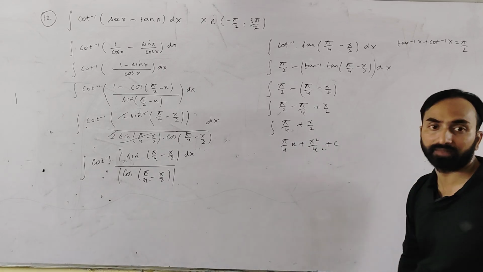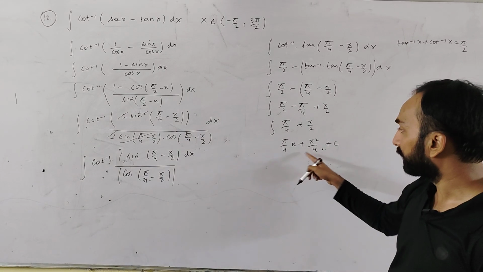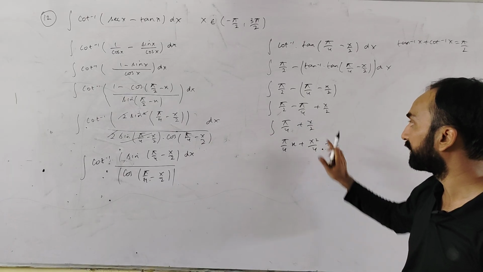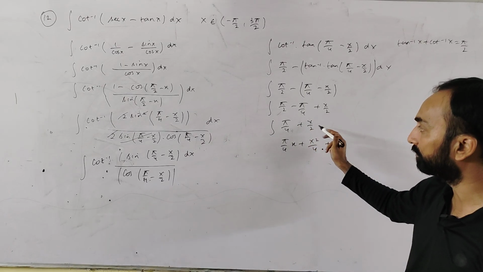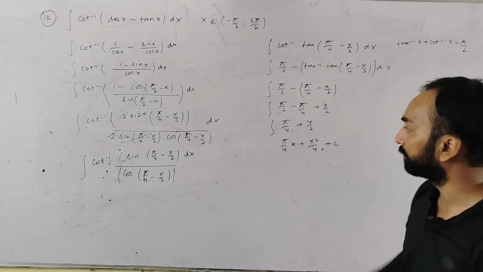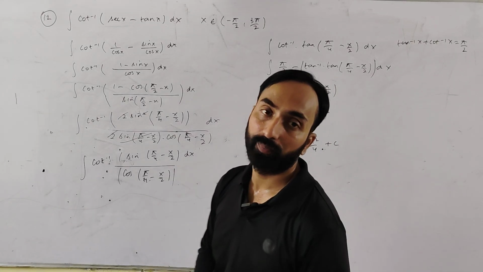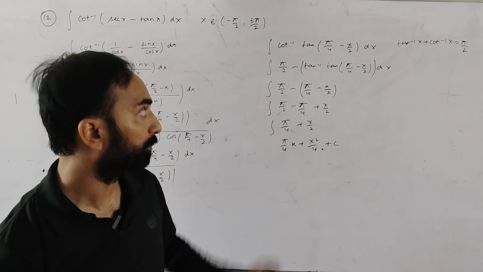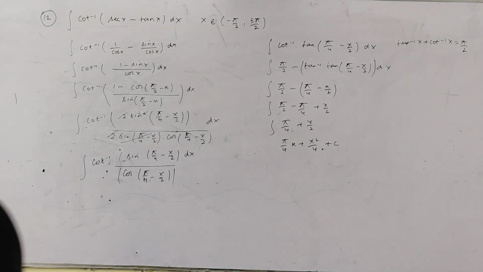So the final answer I will be getting is pi by 4 x plus x square by 4 plus c. This will become x square by 2, and one of the 2 was already there, so x square by 4. So the final answer is pi by 4 x plus x square by 4 plus c. So I hope you got it.